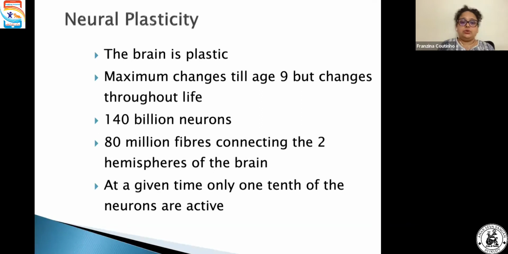Okay, and now you talk about plasticity. Just a few things. We have 140 billion neurons, okay? And among them, there are 80 million fibers connecting the two hemispheres, the left and the right. At any point of time, we have only one-tenth of the neurons that are active. And the maximum changes before, they would say were up to 9, but now research is showing that even as old as 12, children have very significant changes, up until 12 years of age.